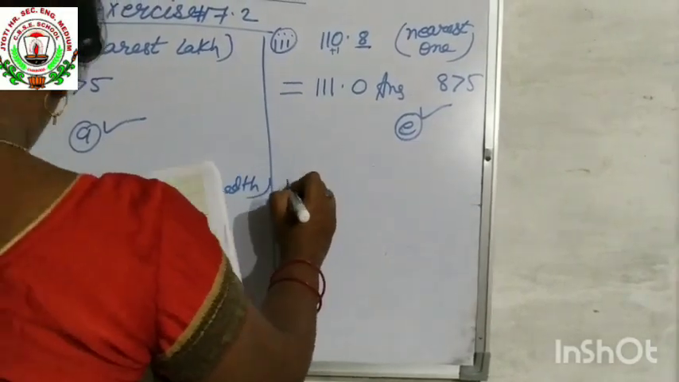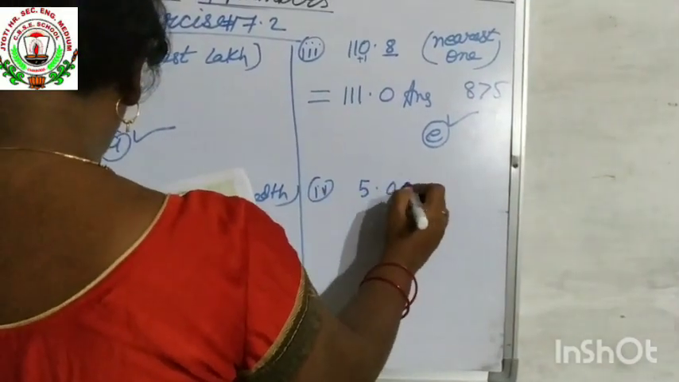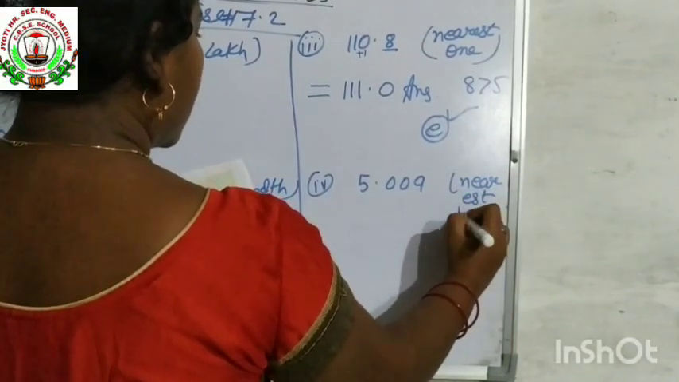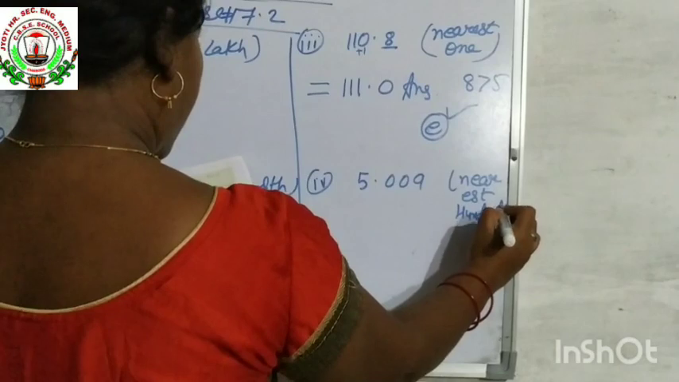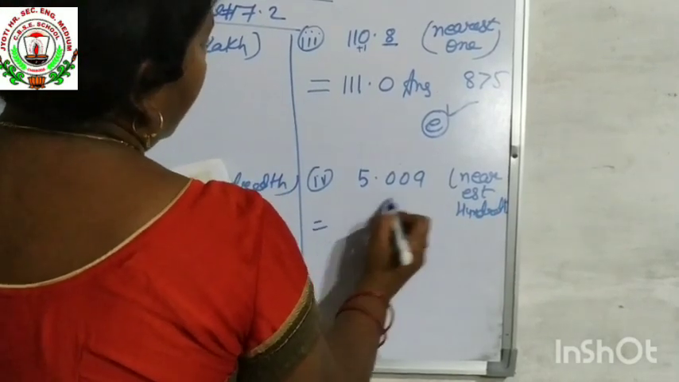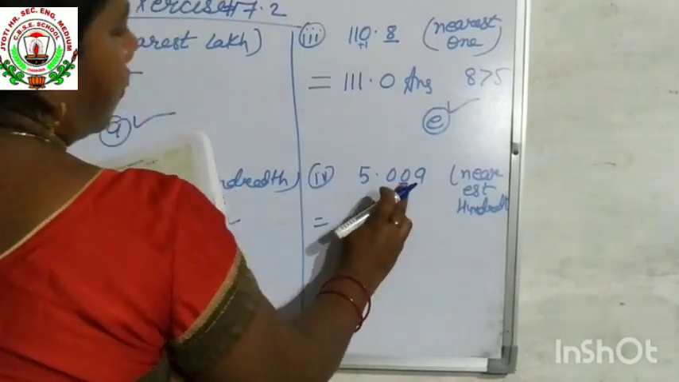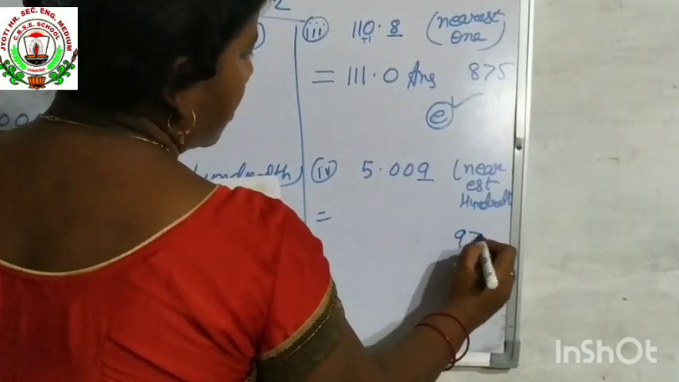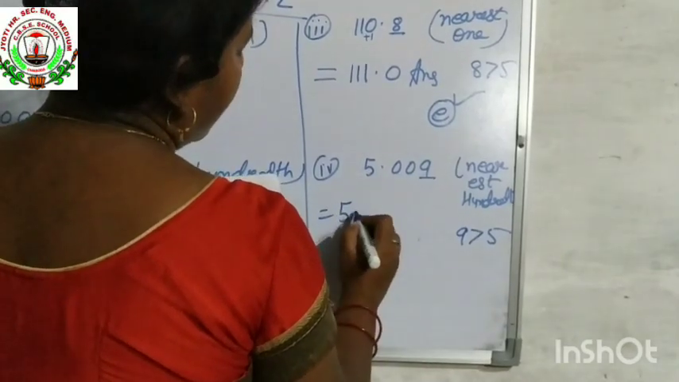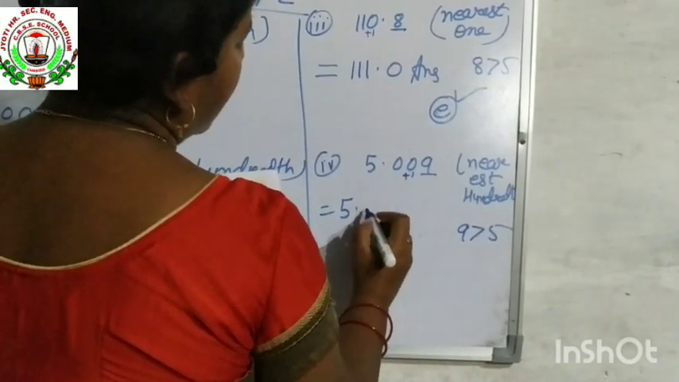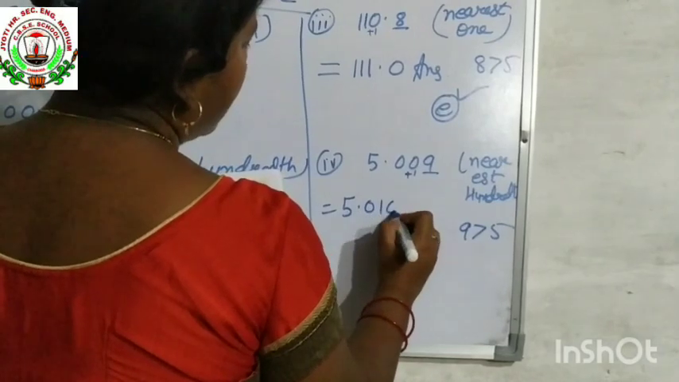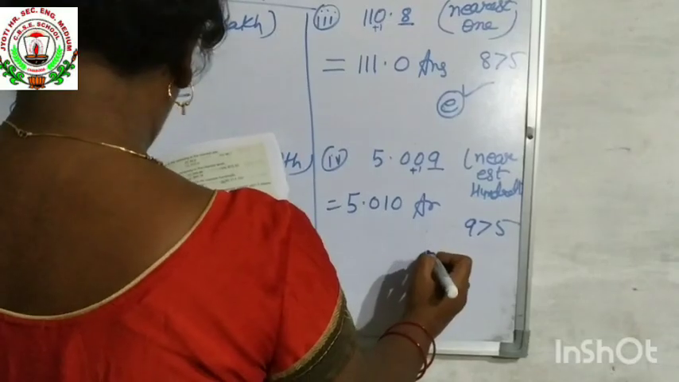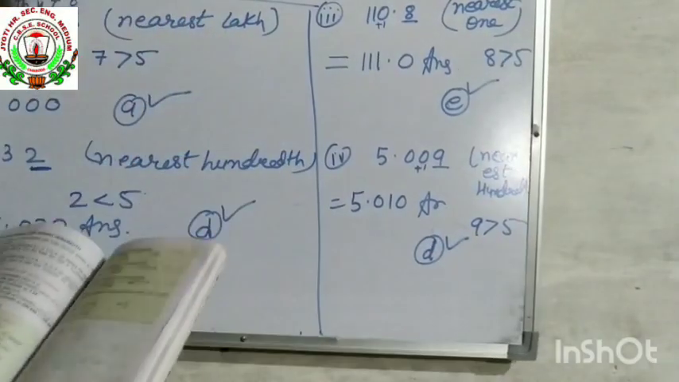Now question number 4 is the number 5.009, nearest 100. Here nearest 100, this is the required place. So we will see this 1000 place number. It is 9. 9 is greater than 5. So this number will be 0. Here we will add 1. So it will be 5.010. This is the answer, which is your option number D. So you will put a tick mark in D.